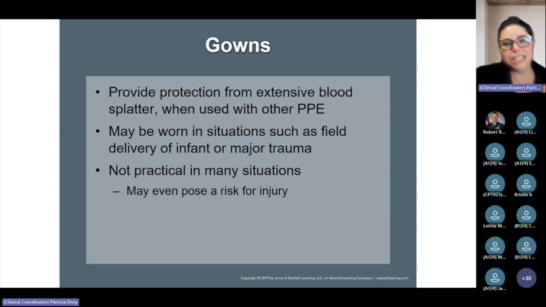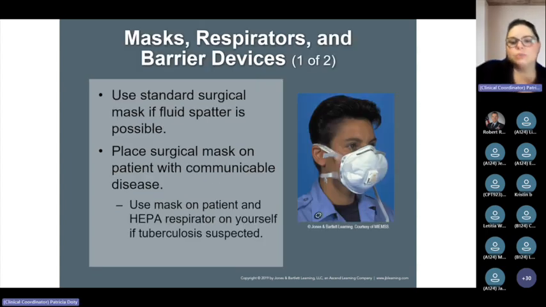Not practical in many situations, though, and it may even pose a risk for injury, especially if you're trying to navigate into a smaller area. If you're more worried about a gown being around your body and it's potentially causing an issue, then that's really not the most effective way to use a gown, if that makes sense.